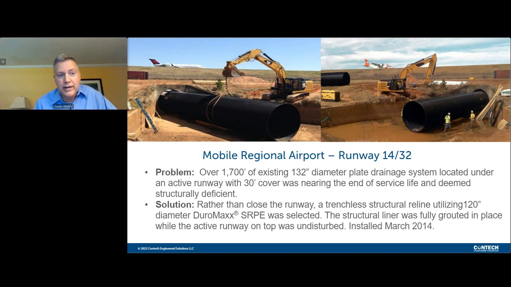And this runway at the Mobile Airport is quite busy. It's used by commercial airline as well as the U.S. Coast Guard aircraft. The Coast Guard uses this runway for takeoffs and landings as they fly into the Gulf of Mexico to do their air rescue operations. So both the Airport Authority and the Coast Guard did not want to have to shut down this runway and open cut and replace that drainage structure.